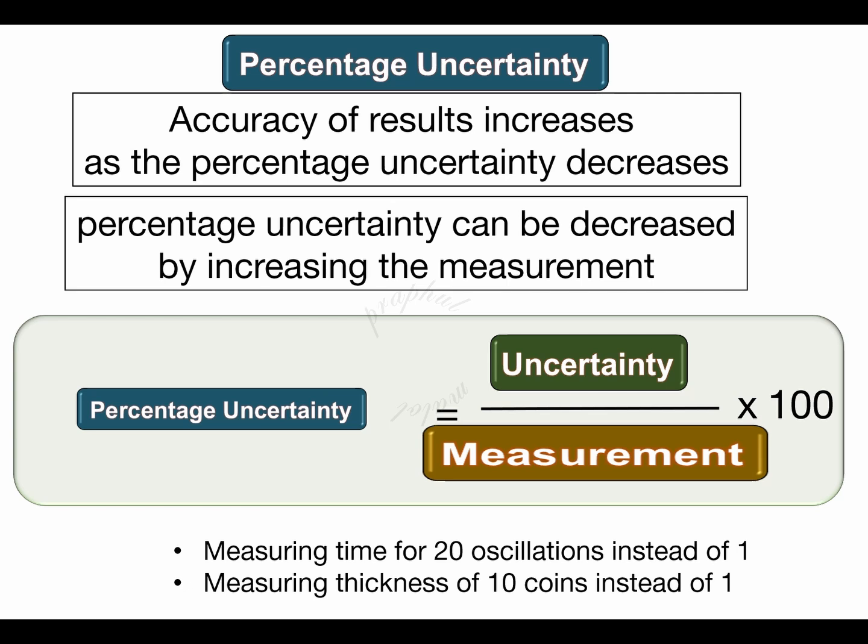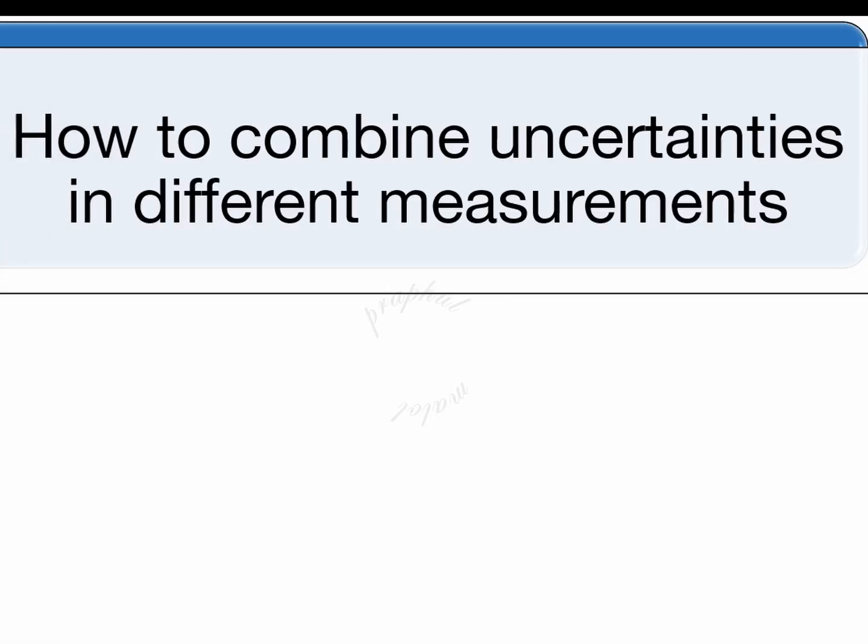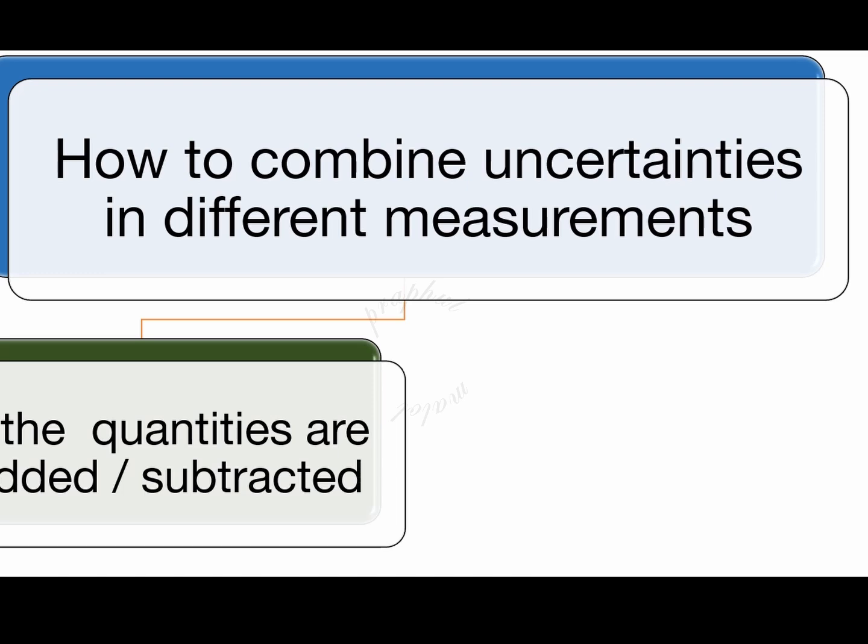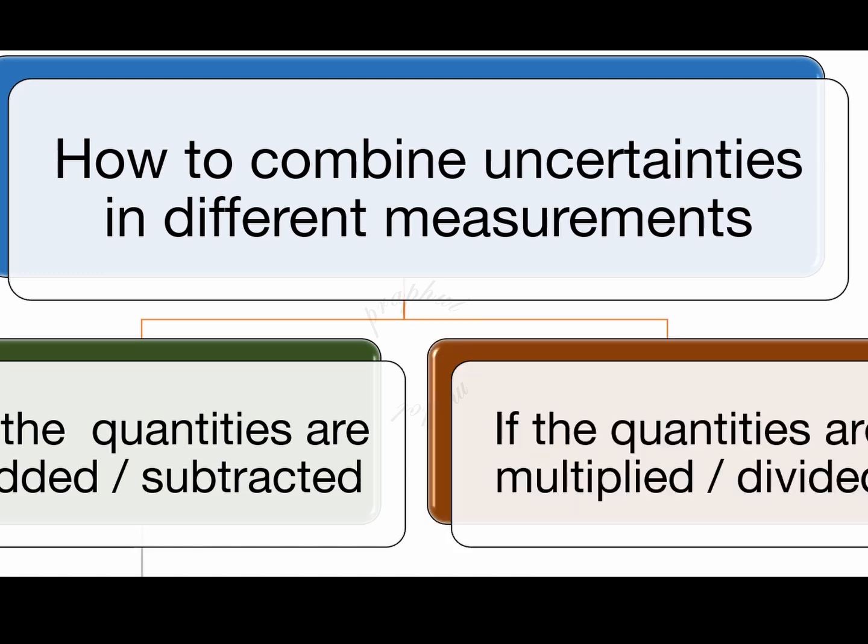Now we know how to find the uncertainty and percentage uncertainty. The next part is, how do you combine the uncertainties in different measurements? You will be doing an experiment to find something complex like density, volume, etc. So that would have multiple quantities measured. How are you going to combine the uncertainties in different quantities? There are two scenarios here. One is the quantities are added or subtracted. The second case is the quantities are multiplied or divided. Let's see each case, how you're going to combine the uncertainty.